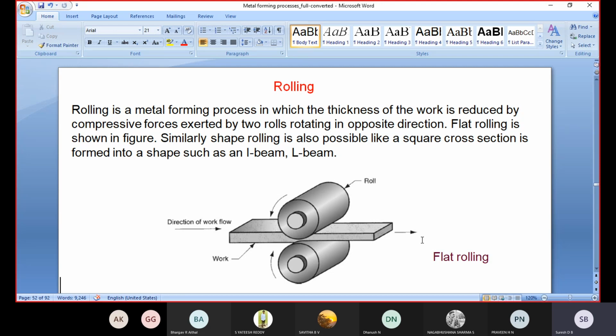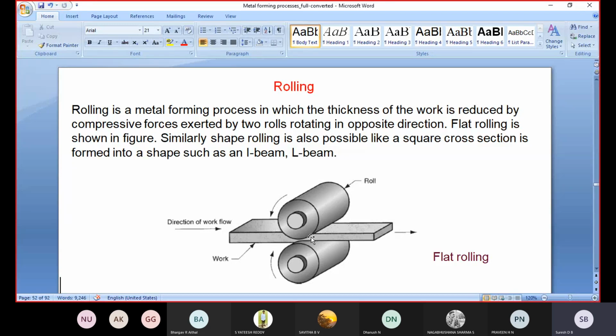Here, due to rolling forces, the compressive force acts, and due to it the thickness of the material is reduced. Rolling rotations are very important. If both rollers rotate in the same direction, it is very difficult to reduce the thickness and difficult to pass the workpiece between the two rollers. That's why the upper and lower rollers rotate in opposite directions. Then only can you easily convert it to the designed shape and size.